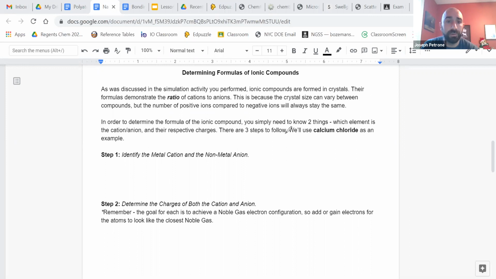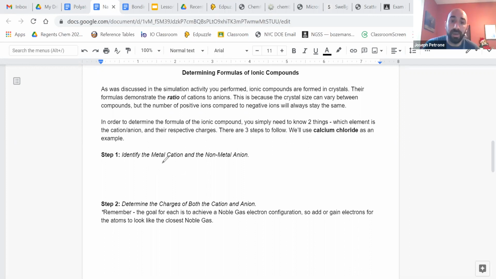So really, in order to determine the formula of a compound, we just need a couple things. This is also pretty simple, pretty straightforward, just a few steps. So we need to know which element is the cation and anion, which we can determine simply from looking at the periodic table. And we need to also know their respective charges. So the charges with a number, so +1, -2, whatever it might be. So we're going to go through these 3 steps using calcium chloride as an example.